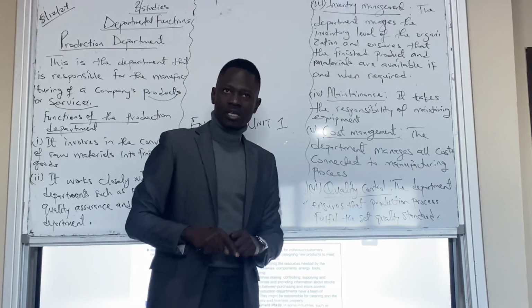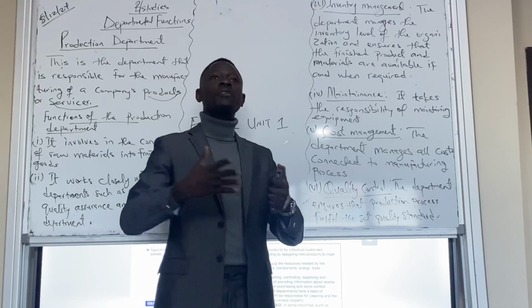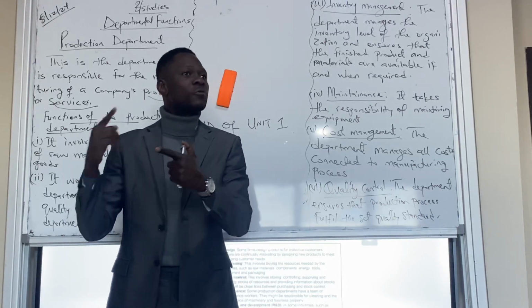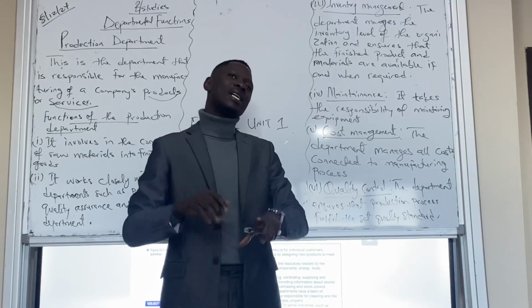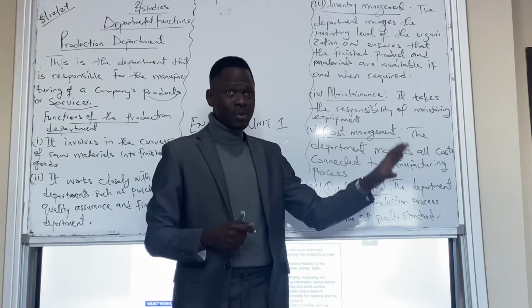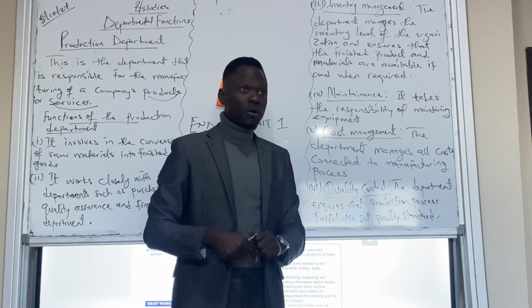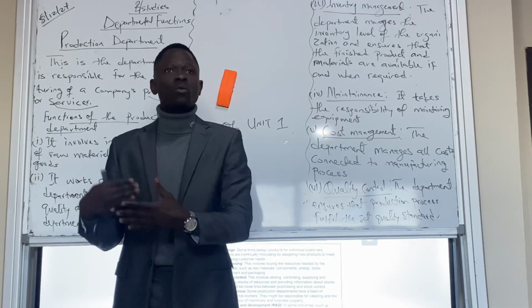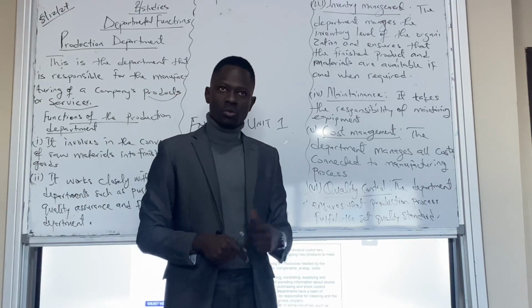The next one is maintenance. When we talk about maintenance, note that the production department has a lot of equipment because it converts raw materials into finished goods. So that means there are always going to be equipment used or machinery used in that department. So the production department will be in charge of maintenance or servicing of its equipment. Because they are the one using the equipment, so they know more about the equipment. They are in the best position to maintain such equipment. Do we understand that point?